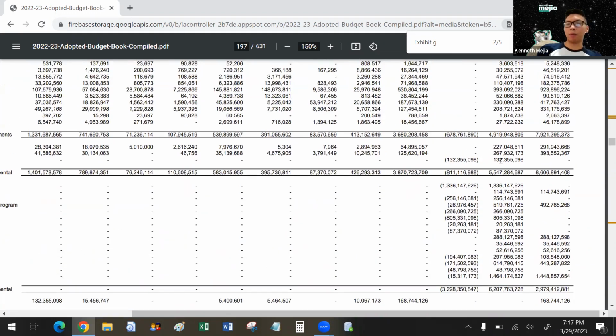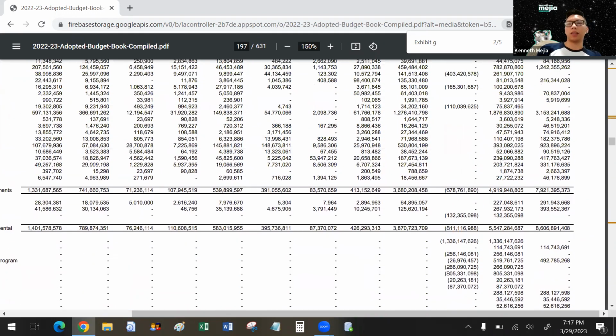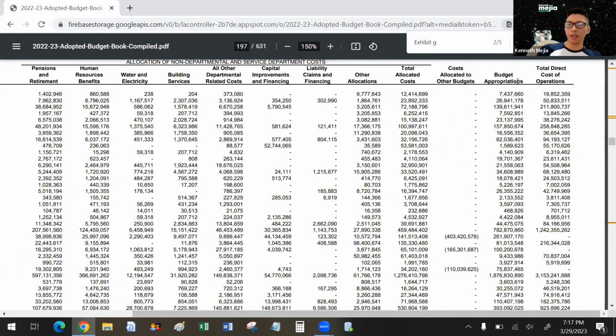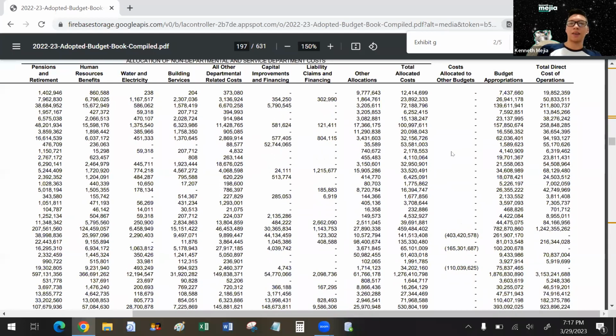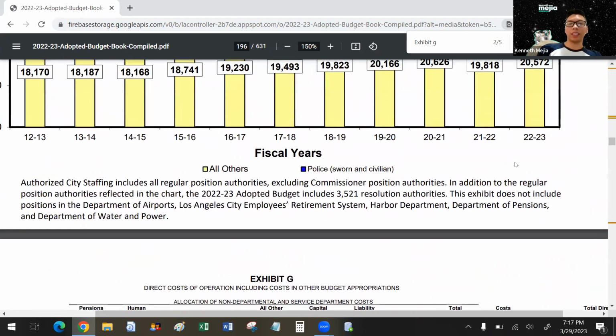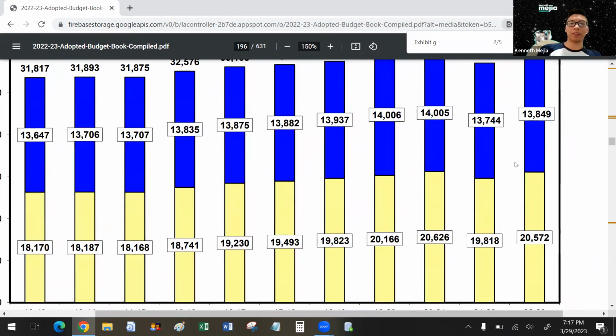So just a reminder, to summarize Exhibit G: this includes operational costs, which is this column right here, the appropriated budget, and also other costs that are not salaries or expenses or equipment, but related to the department as well, such as pensions or HR benefits or water or building, that also get lumped into the total budget of that department. Okay, so I'm going to keep showing you more of the exhibits so you could get a better understanding.